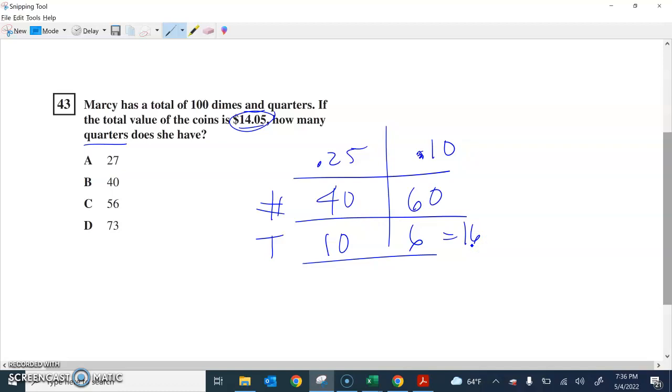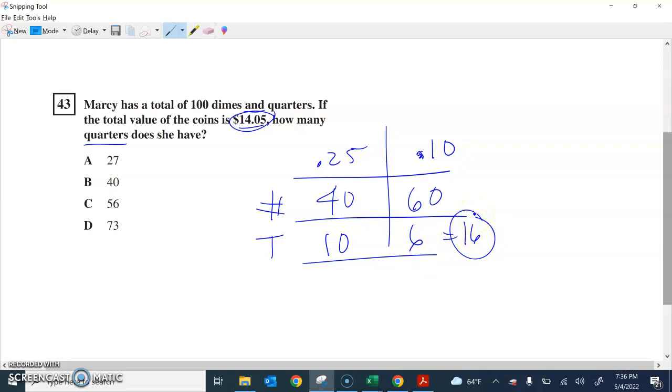So I need to think a little bit about that. That doesn't match $14, right? So we know it can't be B. But do we need to have more quarters or more dimes is the issue. Well, the problem is 16 was too much. So the more quarters you have, the higher the total value is going to be.